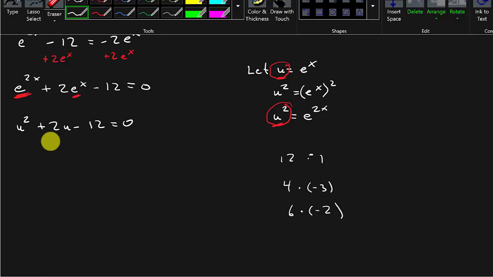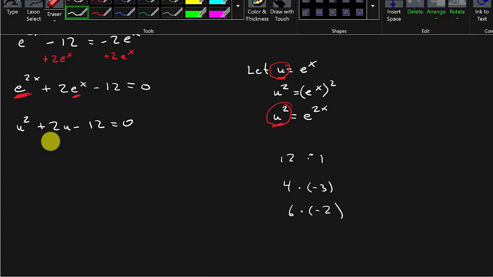So what does that mean? Well, it means it won't factor. Okay? It doesn't factor. So what do we do? Well, we've got two options, don't we? We can either use the quadratic formula or we can complete the square. Which one do we want to do? Doesn't matter. We can do either one.